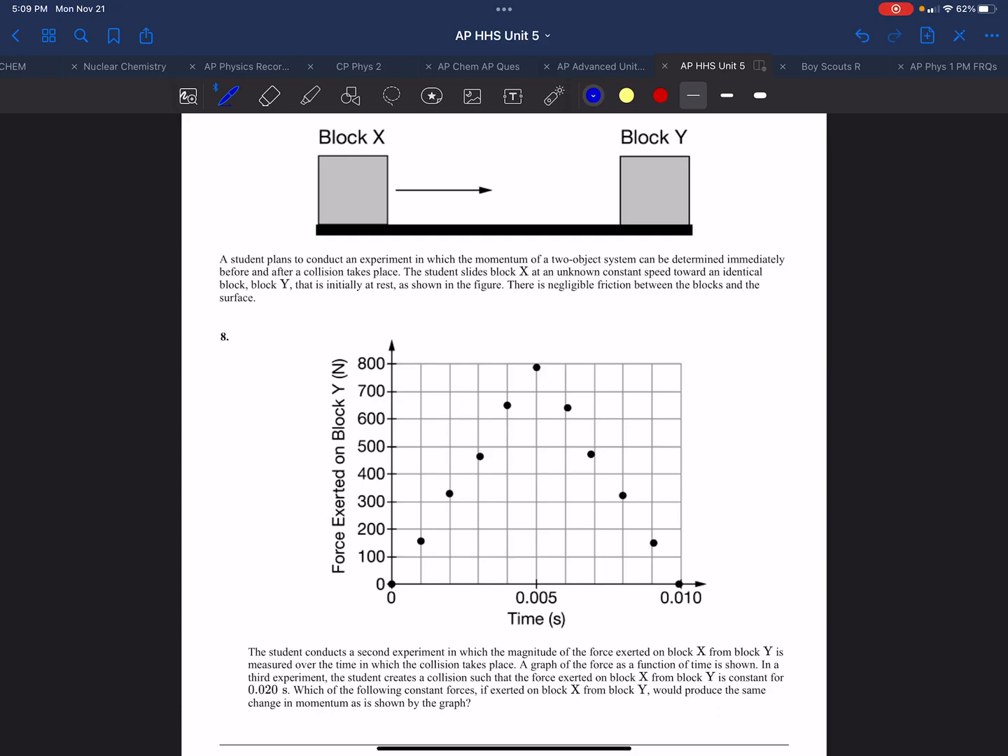So in this question, we have a student in an experiment, a two-object system, before and after a collision takes place. There's some speed that block X has. It says they are identical, and that identical means their masses are equal. Block Y is initially at rest, so V0 equals 0. And there's no friction between the blocks and the surface.